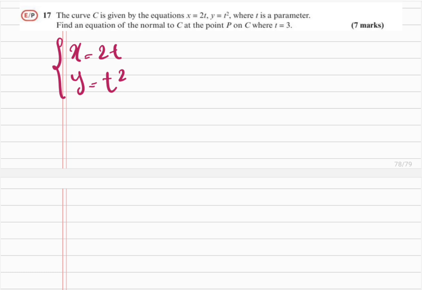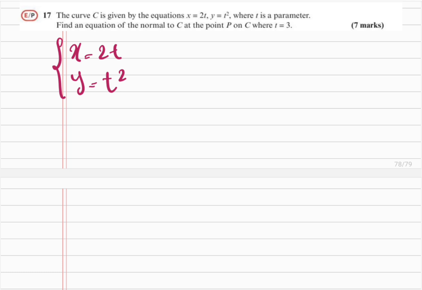Okay, so in order to find the equation of the normal, we first need to find the gradient. And then we also need to know point P, right? We need to know the coordinates of point P in order to find the equation of the normal that passes through point P, and that's the normal to C. Also, in order to differentiate, this is a parametric function, so we need to use parametric differentiation.